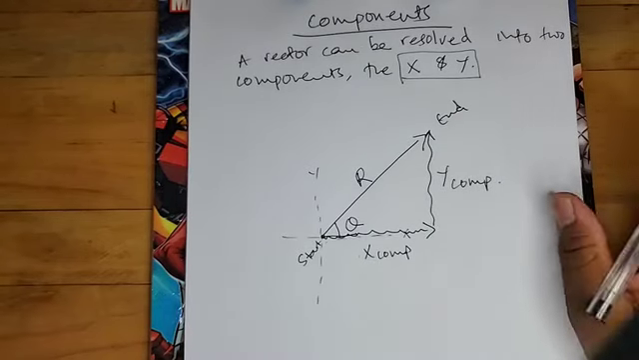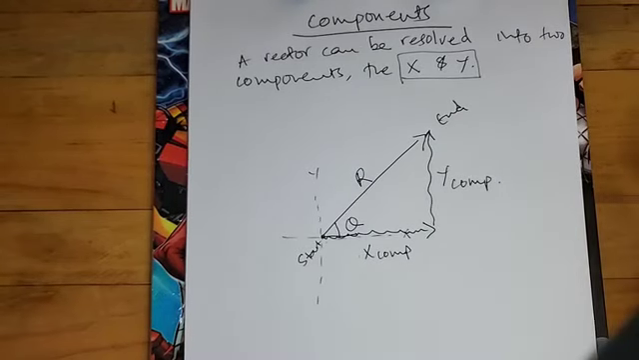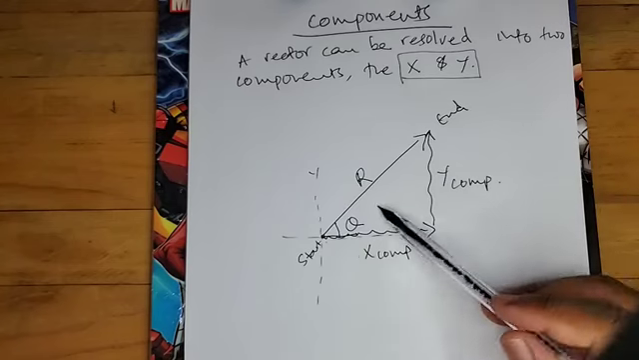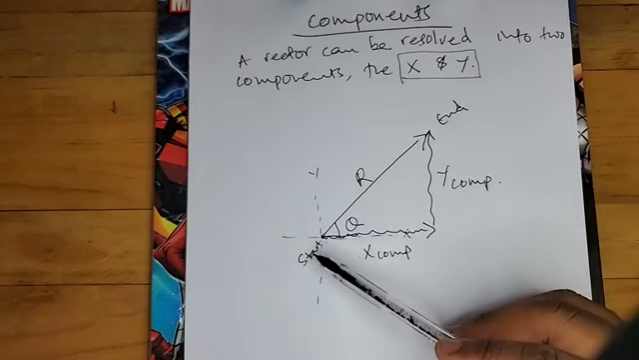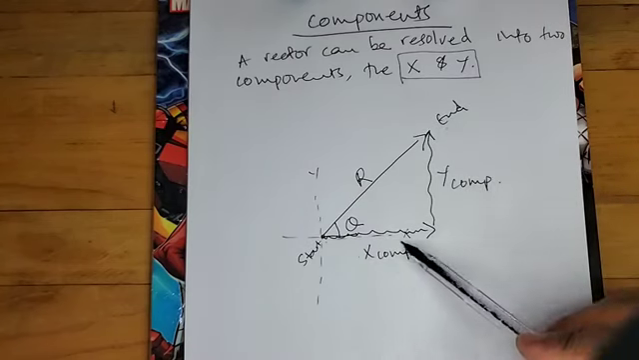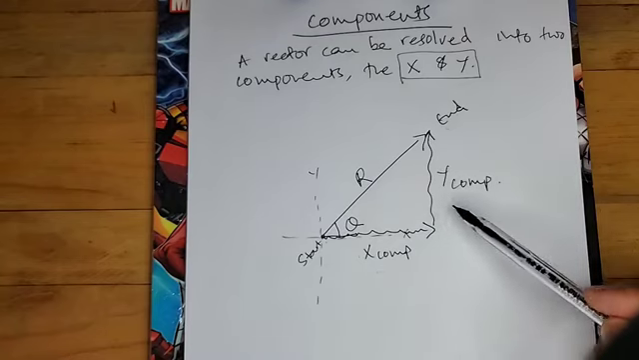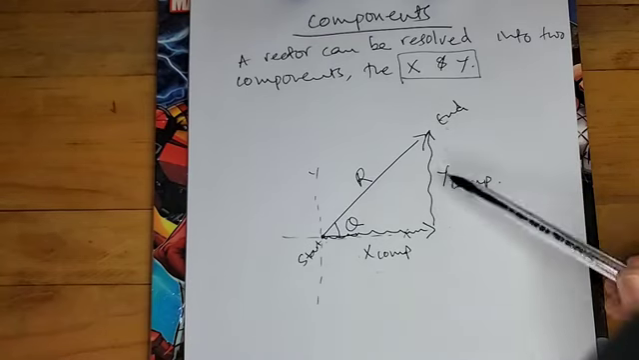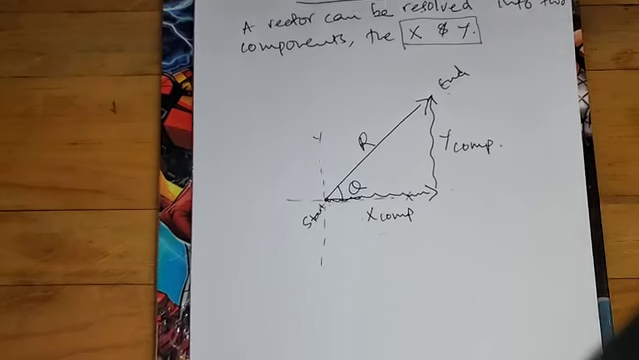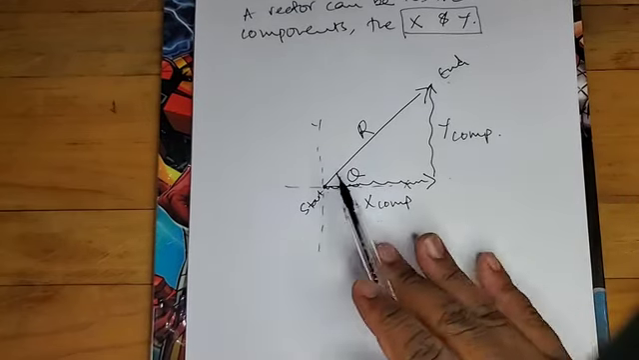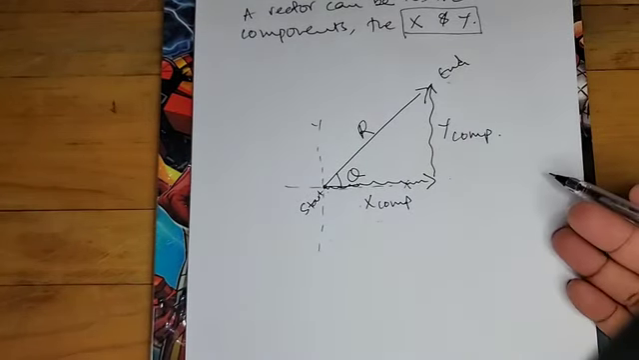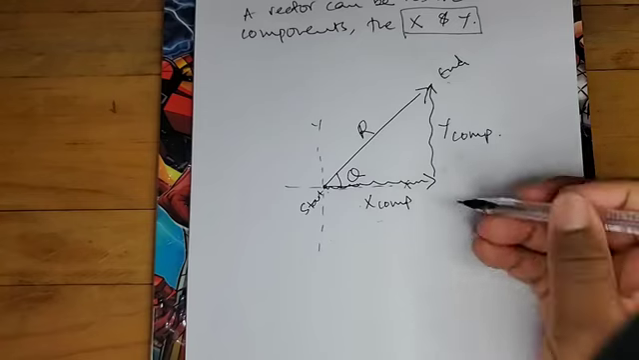Okay, so a vector has two components, and components are just an alternative path. Instead of going directly from the start to the end, you move along the x, which we refer to as the x component, and you move along the y, which we refer to as the y component. So if you pay attention, we've ended up with a right-angled triangle.